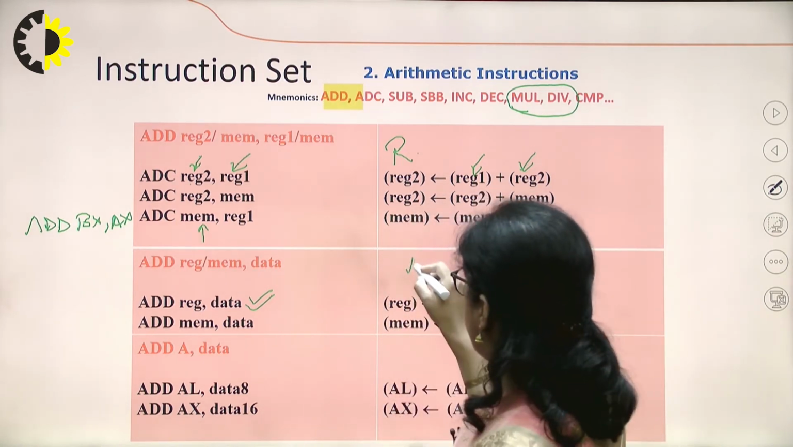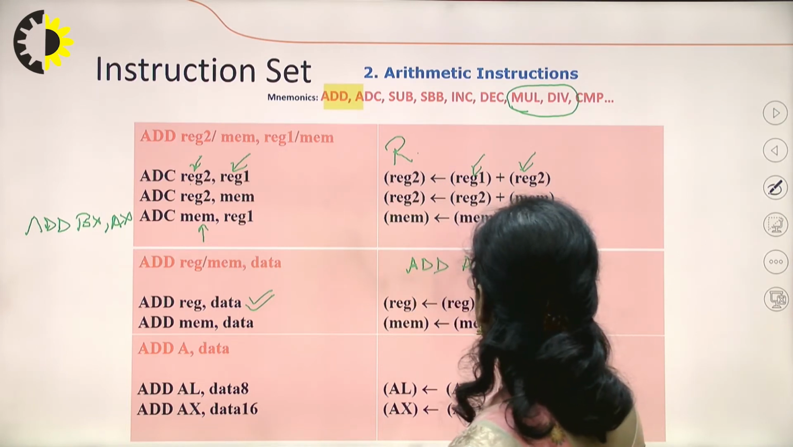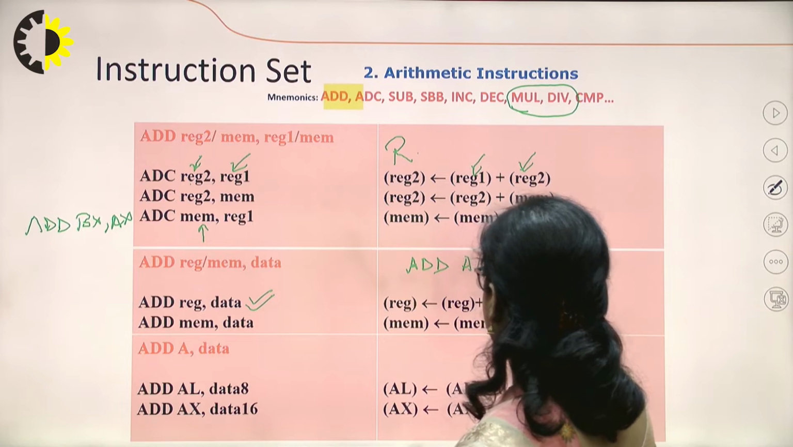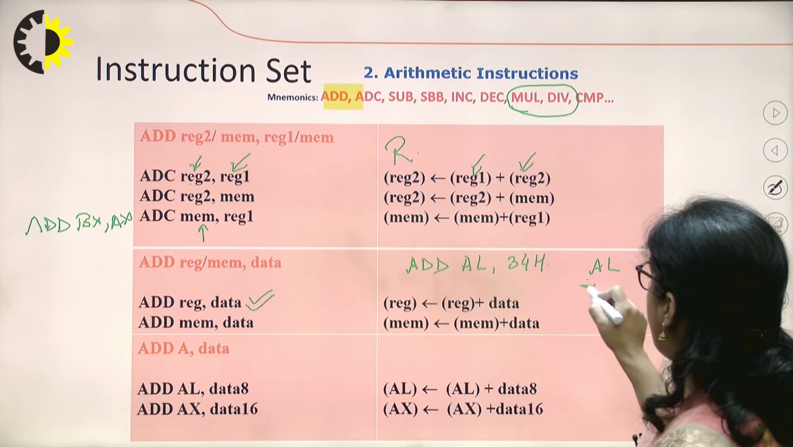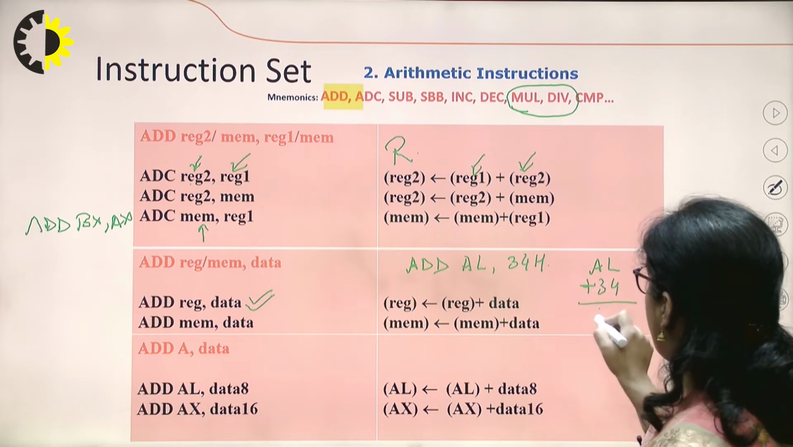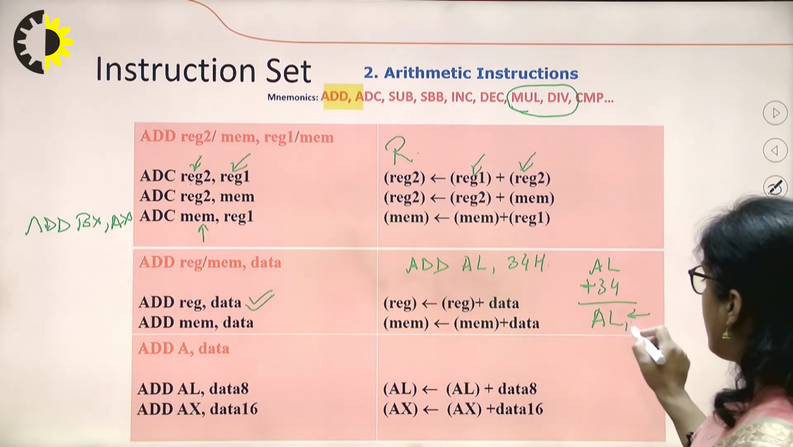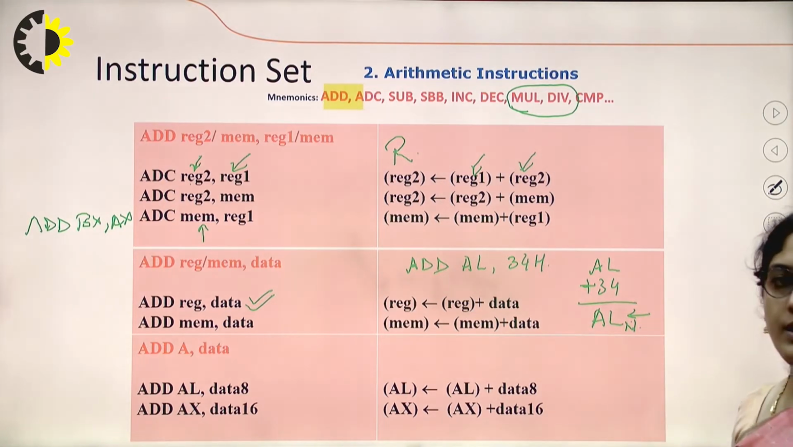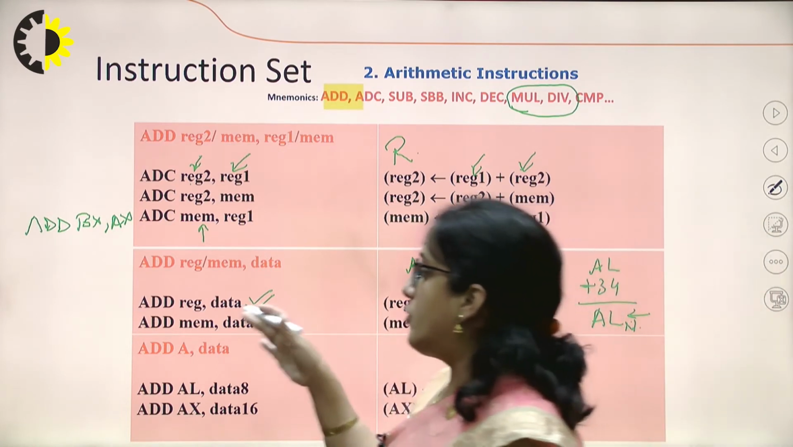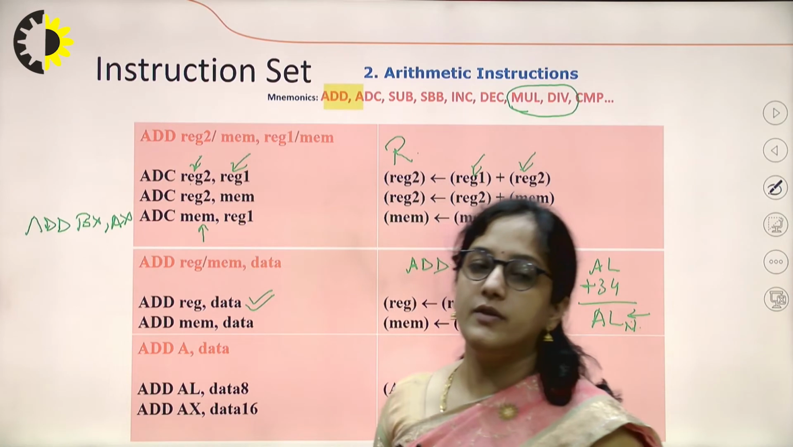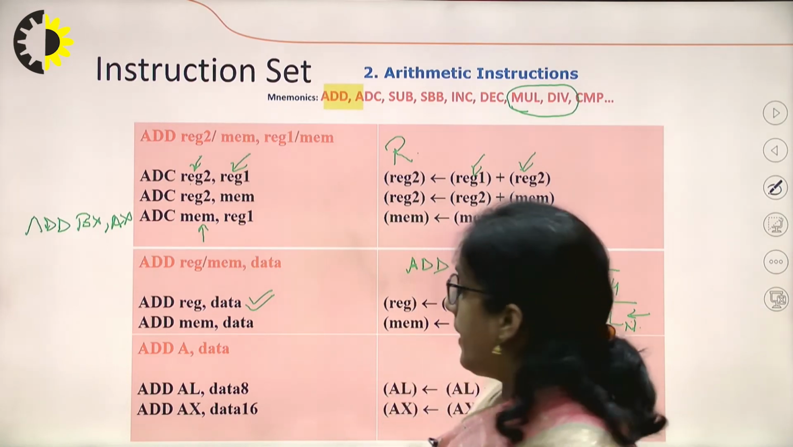I can write an instruction like ADD AL comma 34h. The content of AL is added with 34h and the result will be stored in AL only. So AL gets modified, meaning the new AL content is the result. Here we can have a memory addition also. We can specify a memory location and add the data at that location.